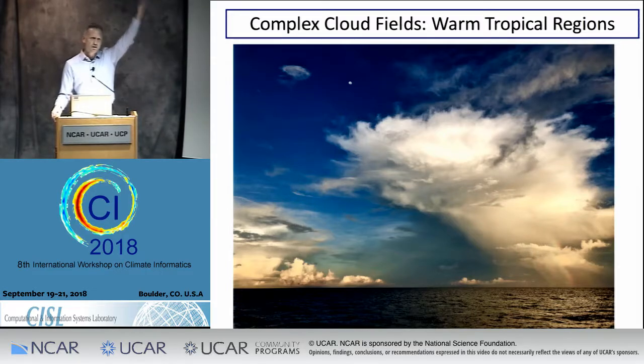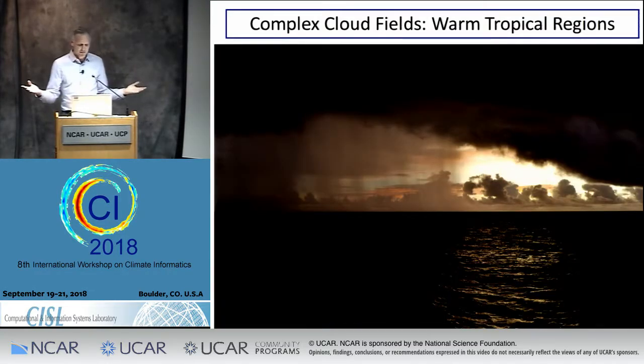So shallow clouds are important, but in the tropics we also have these deeper convective clouds that can go all the way up to the tropopause, the region between the troposphere and the stratosphere. And these clouds are extremely important also because they essentially determine the temperature structure of the tropics, how temperature changes with height in the tropics. So we have to simulate these properly as well.